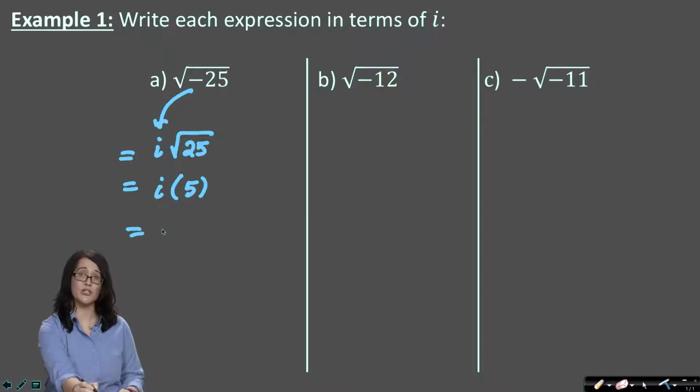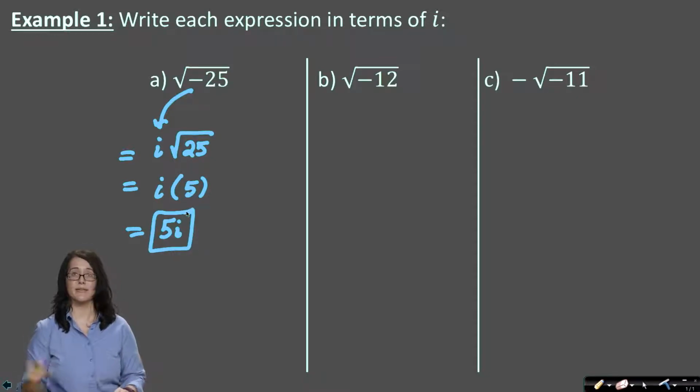But multiplication order doesn't matter. It's called the commutative property of multiplication. So this is 5i, it means the same thing. So this could be written as 0 plus 5i. The real part would be 0 and the imaginary part would be 5i. That's technically how we write complex numbers, the real plus the imaginary part separately. But if you wrote 5i, we'd be okay with that. All right, try B on your own and see what you get.